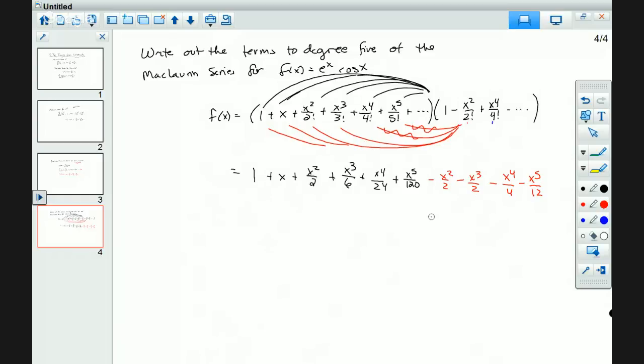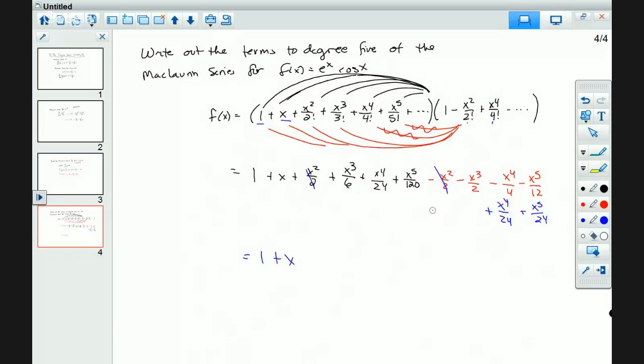This one, we're going to have a 4th power and a 5th power. We only need to do 2. So plus x to the 4th over 24 plus x to the 5th. Right, so it's a big nasty mess, kind of. We have 1 plus x, right?